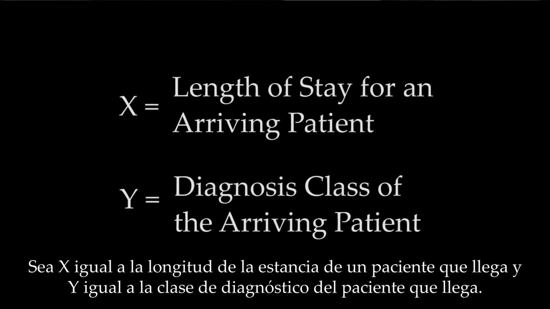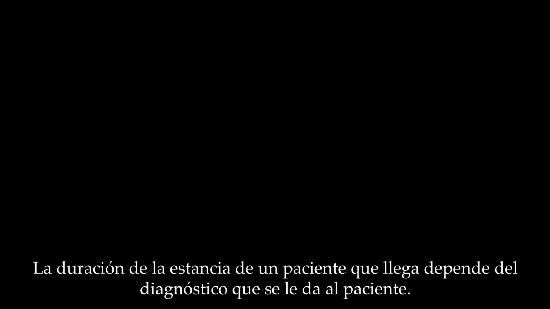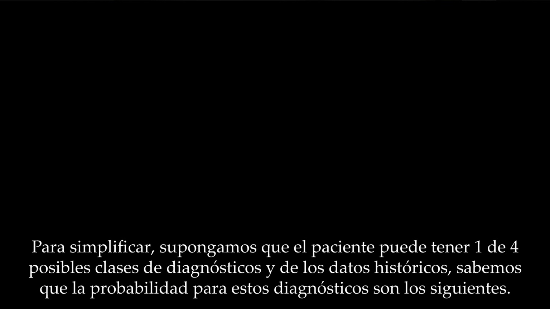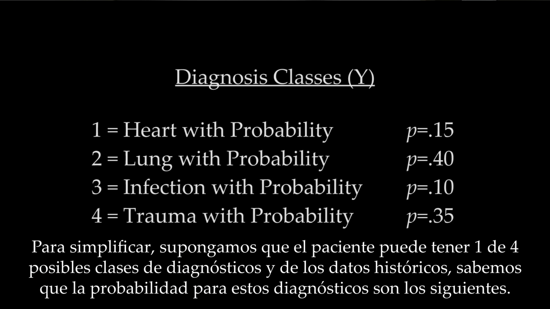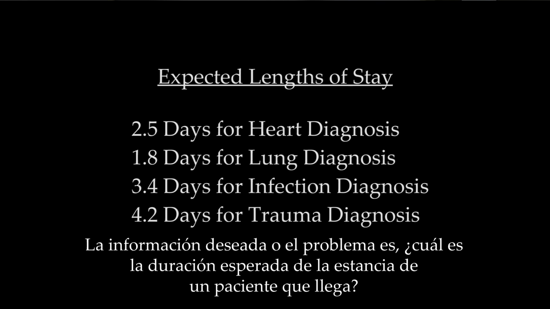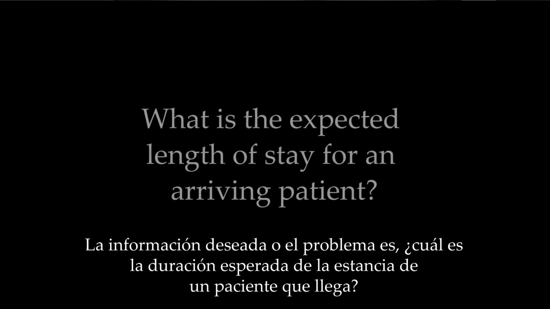Let X equal length of stay for an arriving patient, and Y equal diagnosis class of the arriving patient. The length of stay for an arriving patient depends on the diagnosis that the patient has. For simplicity, let's assume that the patient can have one of 4 possible classes of diagnoses, and from historical data, we know the probability of these diagnoses are as follows. In addition, we know that the expected length of stay for the different diagnoses classes are as follows. The desired information or problem is, what is the expected length of stay for an arriving patient?